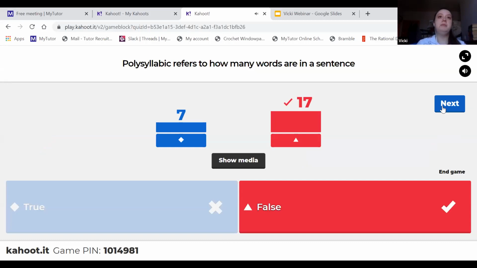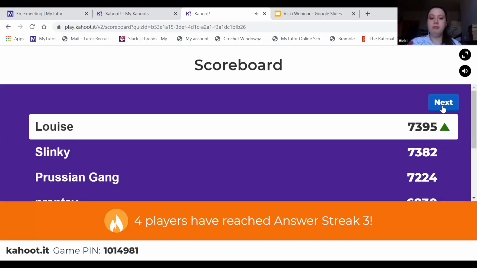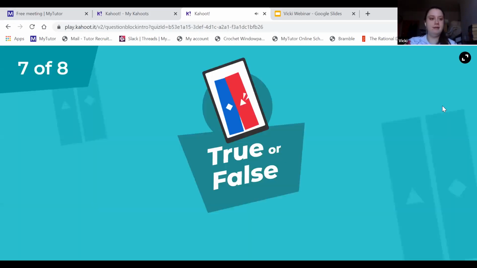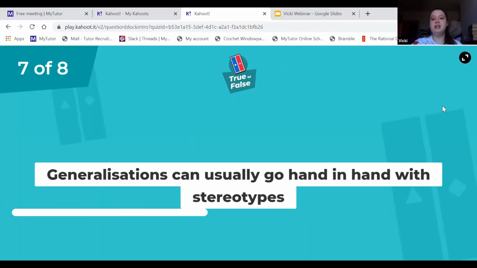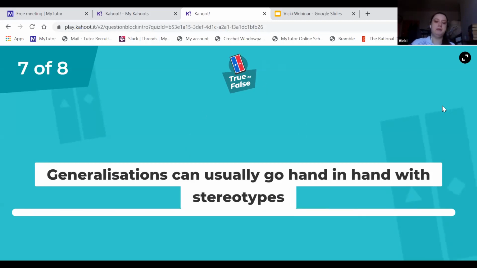Fantastic. So polysyllabic refers to a word with many syllables. Poly means many, and syllabic means syllables. Fabulous. Oh, Louise has overtaken Slinky. All to play for. Generalizations can usually go hand in hand with stereotypes.